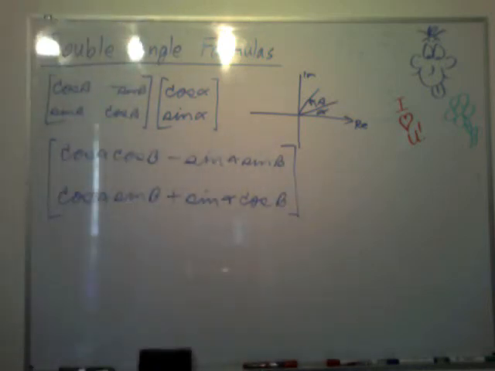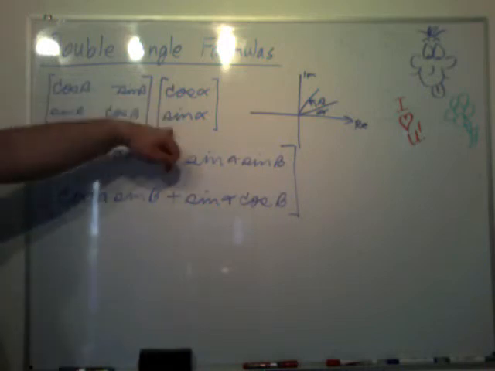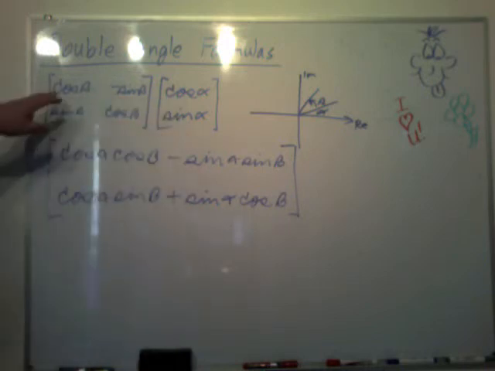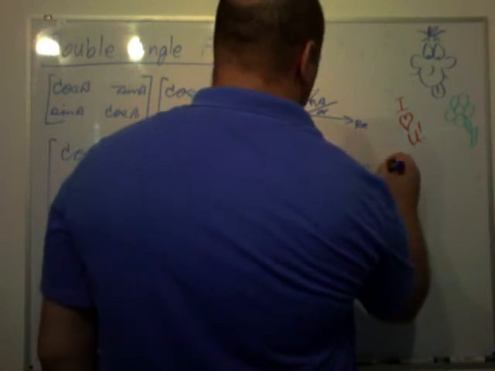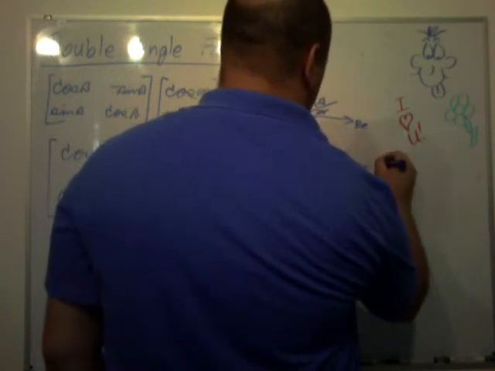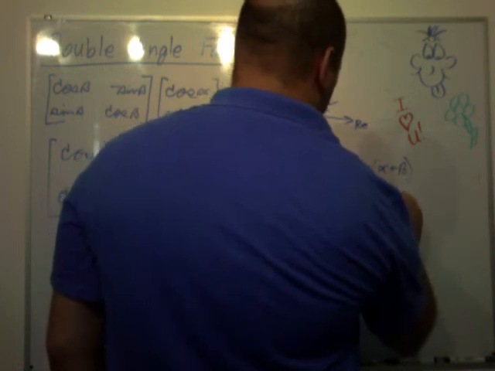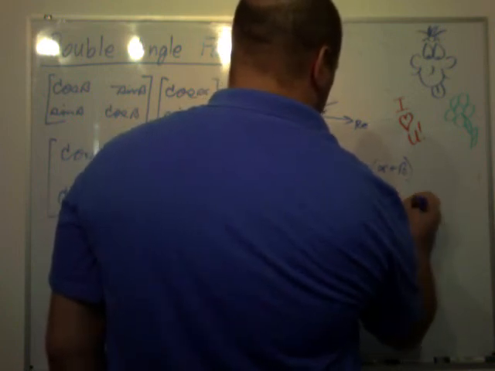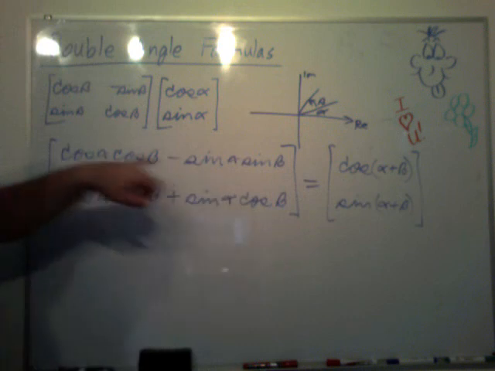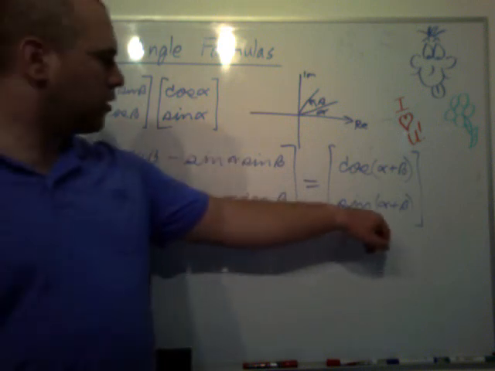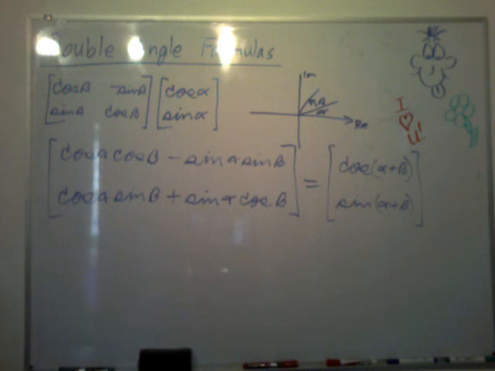Okay. And now that we took this vector right over here, cos alpha, sine alpha, and rotated it through an additional beta, that should give us cosine alpha plus beta, sine alpha plus beta. So cosine alpha plus beta is equal to that right over there, and sine alpha plus beta is equal to that. Which, if you let alpha equal beta, you're back to the double angle formulas. Anyway, I just thought that was a neat little trick.